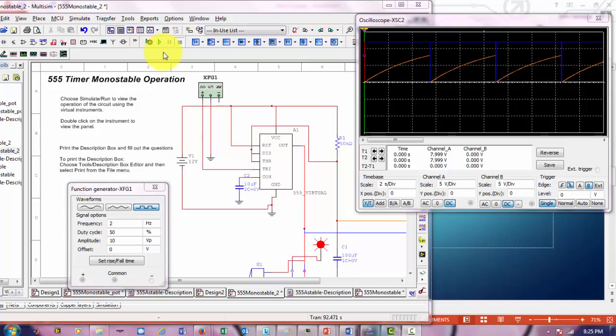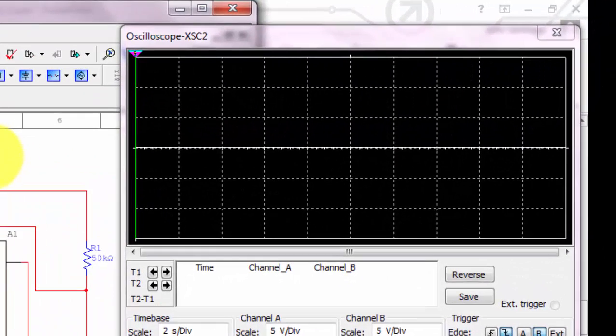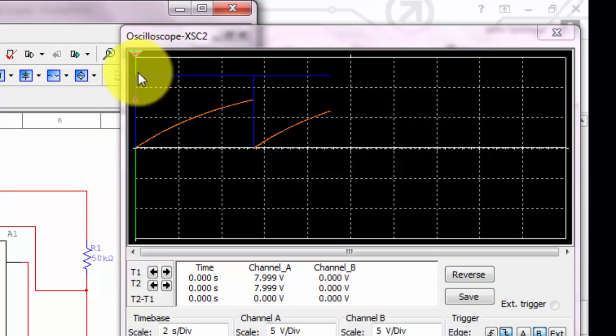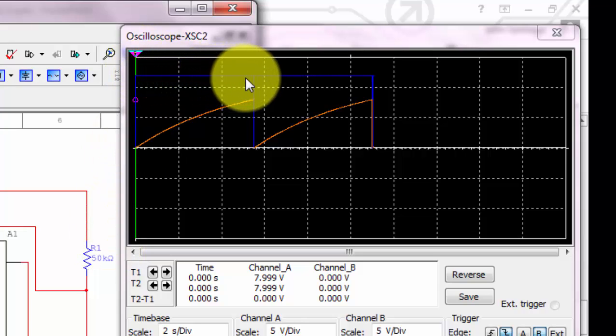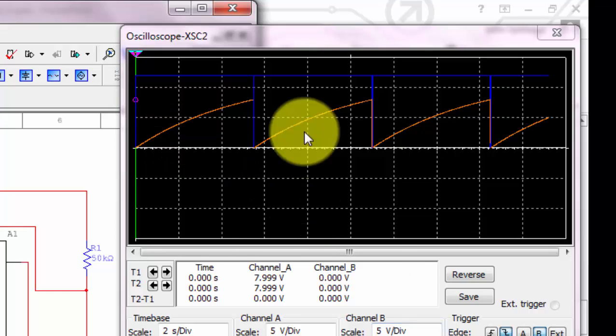So let me start the simulation. It's going to take some time, so be patient a little bit, and then once it gets started it should start plotting this IC timer. So right here in red is the voltage across the capacitor C1, and this timing interval right here is from pin 3 of the 555. I'm plotting it so that it will just trigger and plot this waveform once.